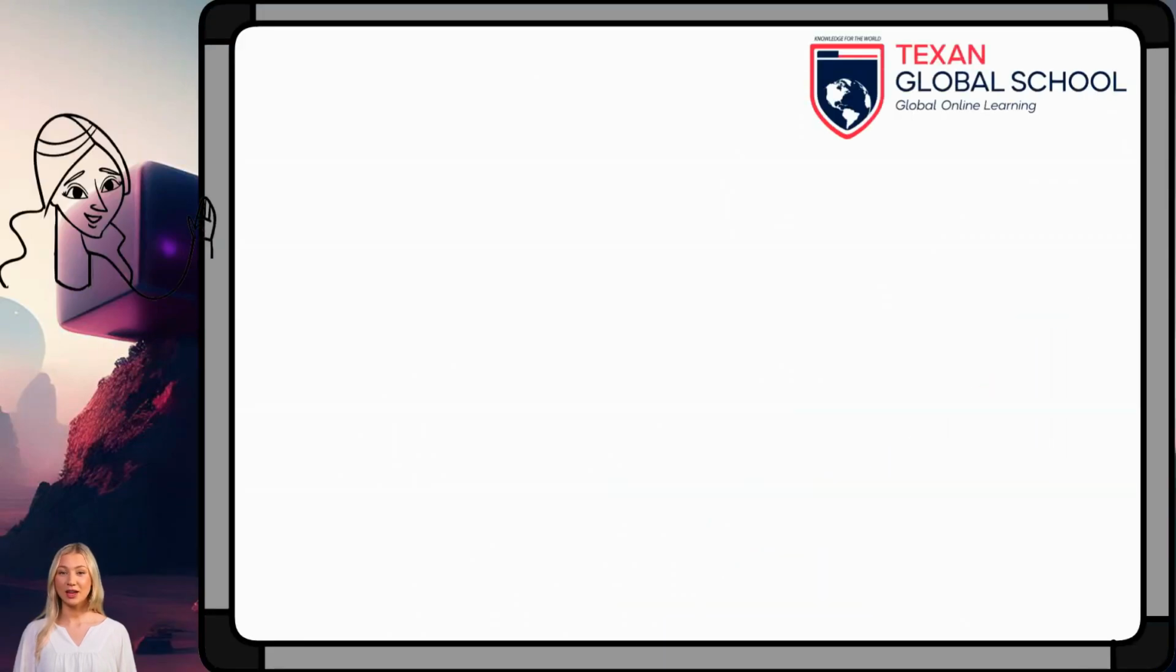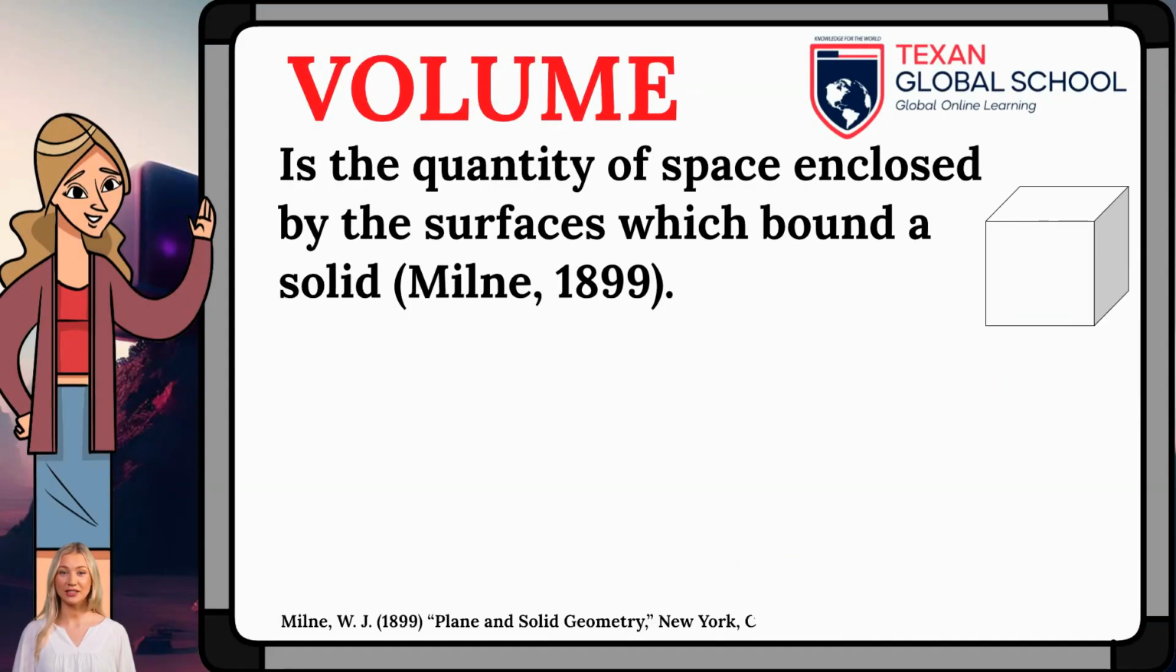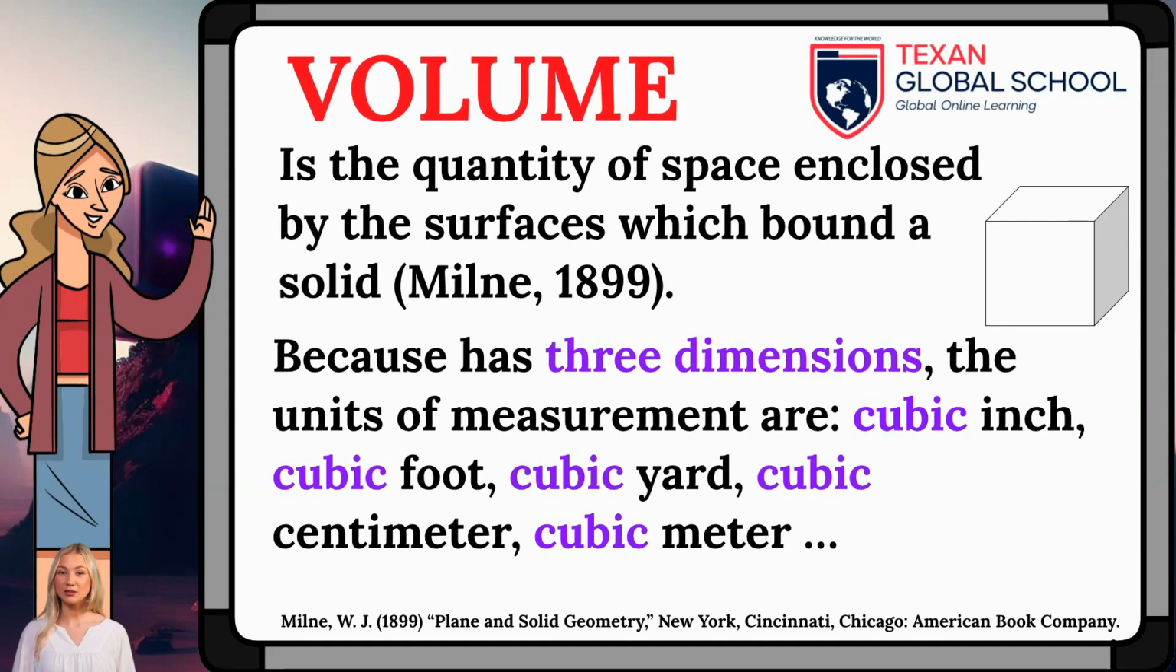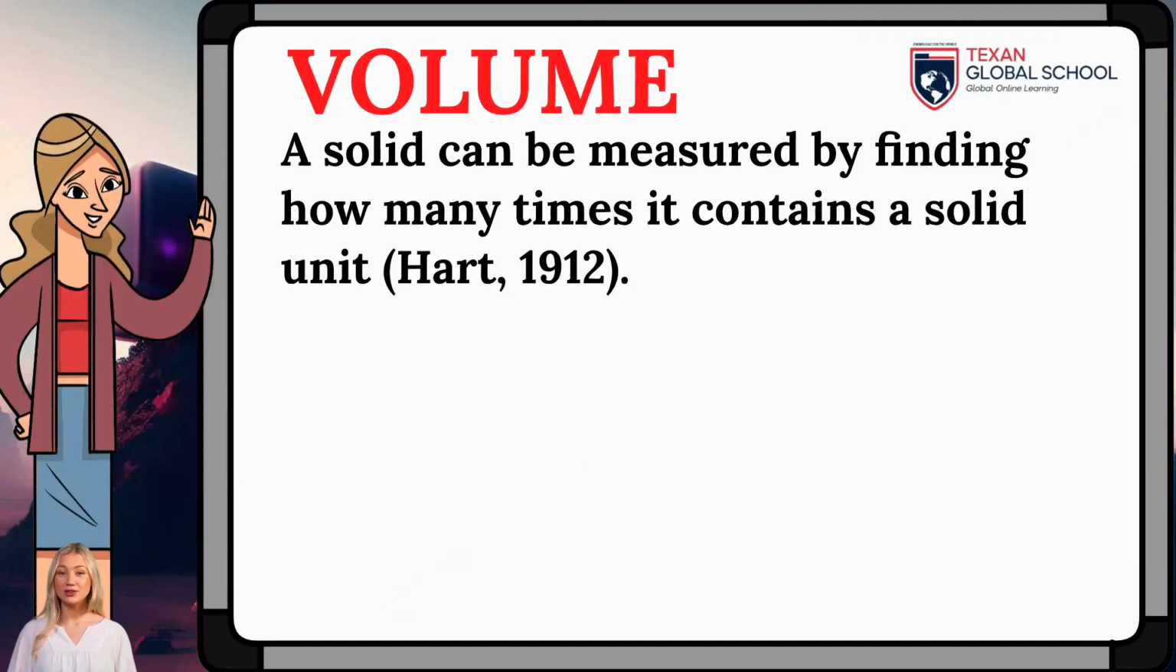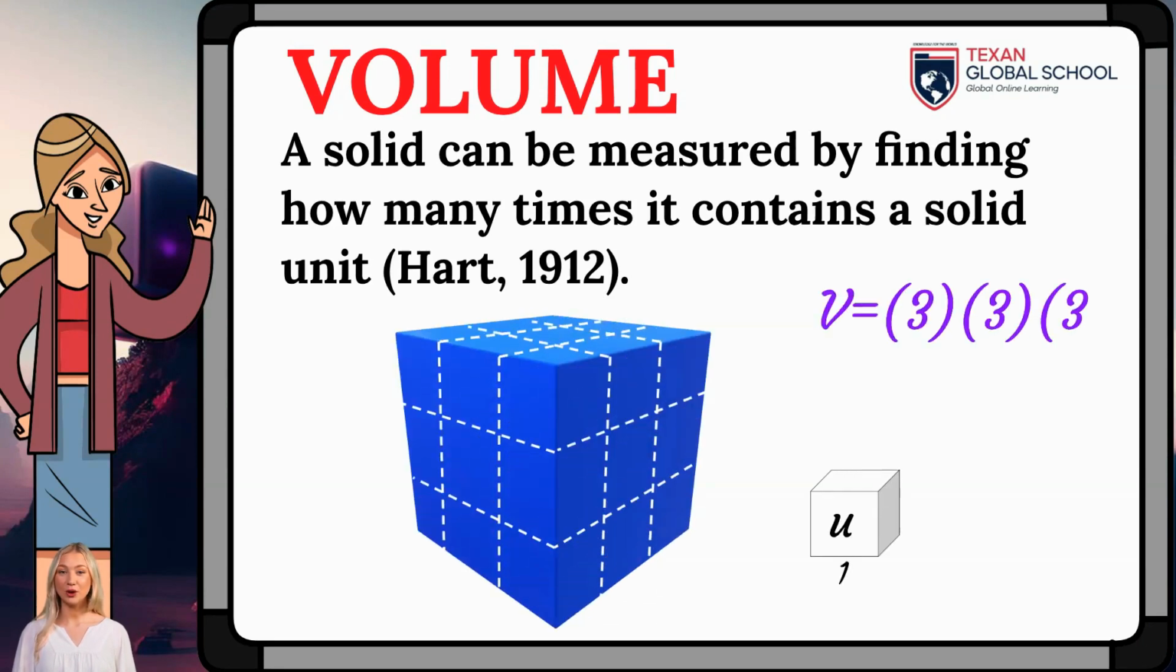In the previous class, we saw that the volume is the quantity of space enclosed by the surfaces, in this case squares, which bound a cube. A solid is measured by finding how many times it contains some other solid. The proposed unit is a cube with an edge length of 1 unit. Hence, the volume of the cube can be calculated by dividing it into small cubes with an edge length of 1 unit. If we count them, we can see that there are 27 cubic units.